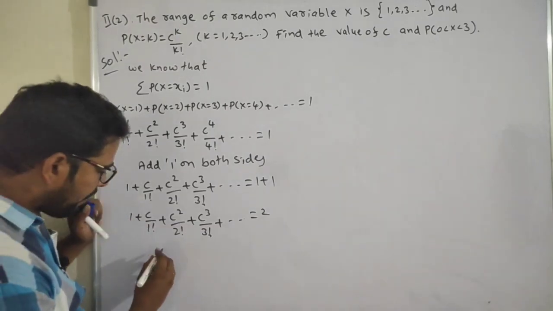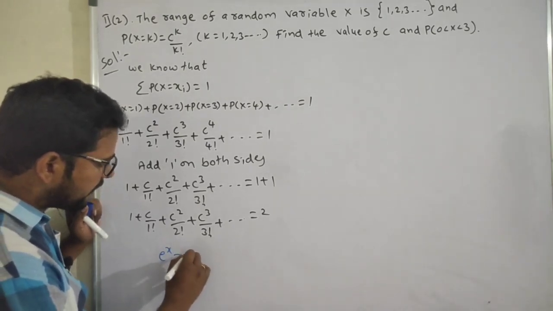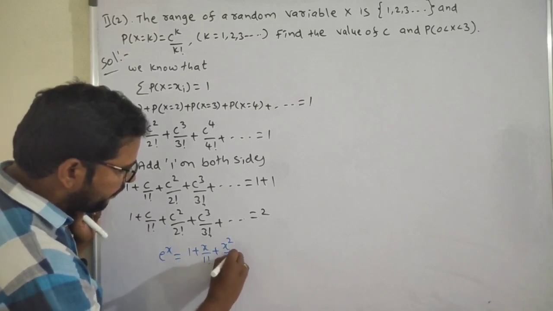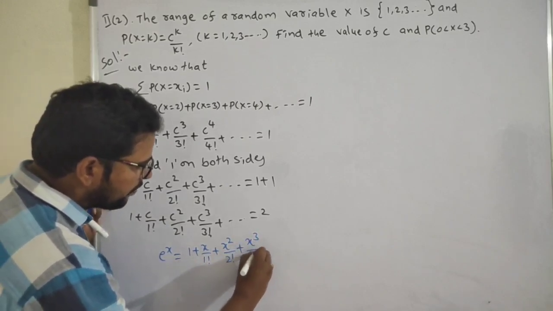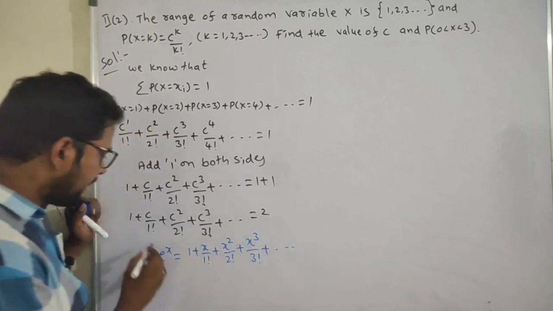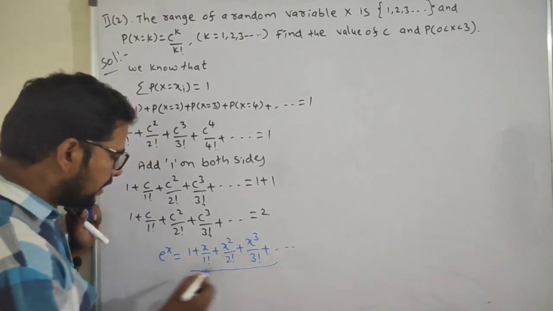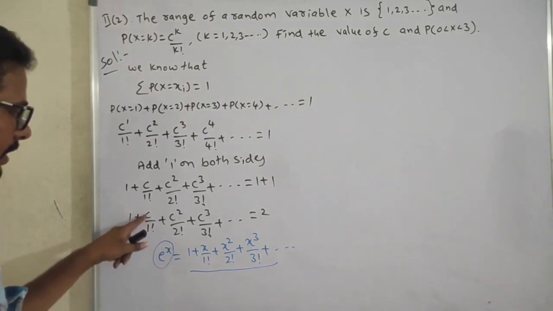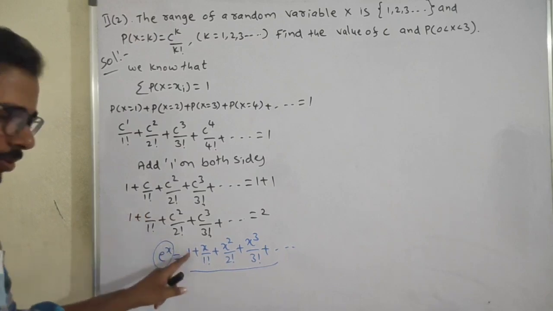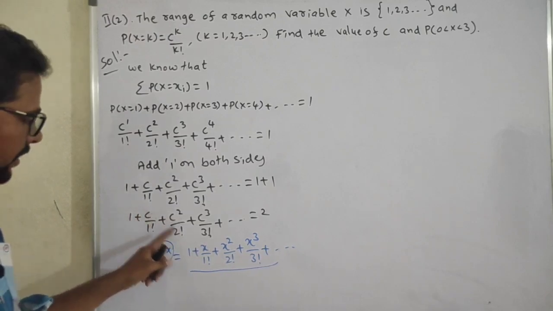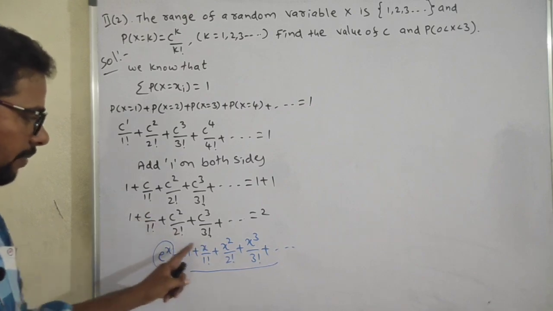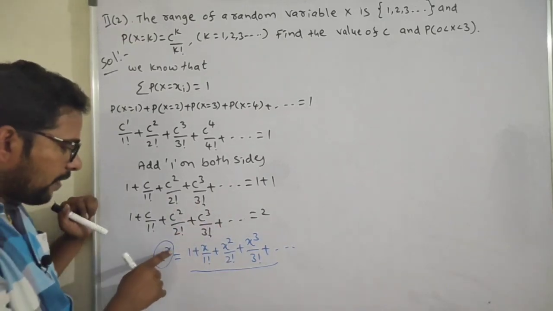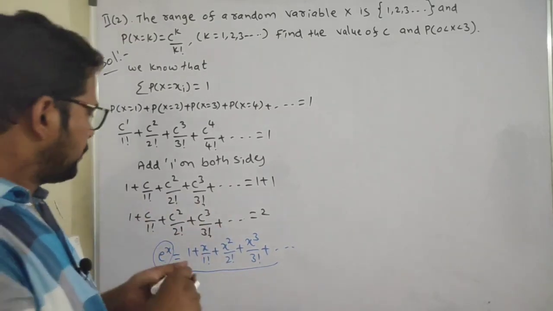of the formula we have, e power x formula. e power x is equal to 1 plus x by 1 factorial plus x square by 2 factorial plus x power 3 by 3 factorial plus and so on. So this total LHS is in this form, so we have to convert it. Here in e power x, we have 1 plus c by 1 factorial, 1 plus 1 is the same. Here instead of x we have c, so c by 1 factorial plus c square by 2 factorial plus and so on. So in the e power x form, instead of x we have to take c.